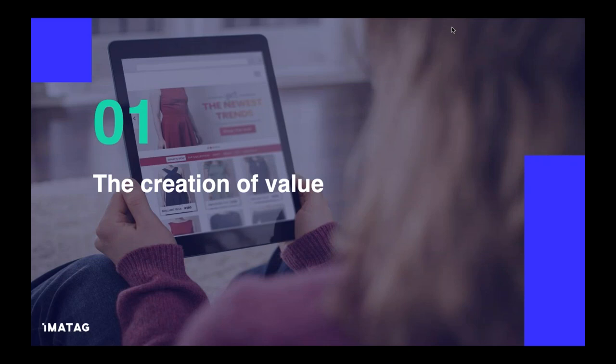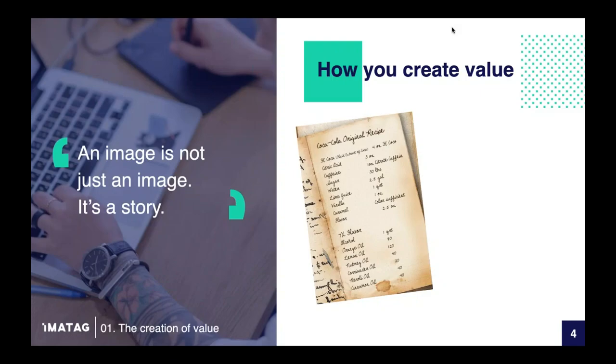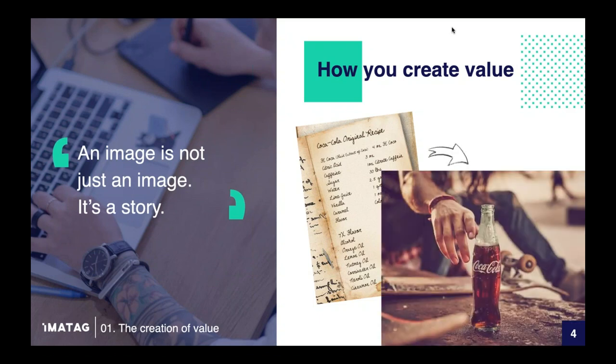So a product at the beginning is just a recipe. You're putting things together, putting that thing with this thing and wrapping it up, and you have a product. An image of that product starts telling the story of that product. It starts creating a universe and a context for that product. This is where a visual creates value for the product.